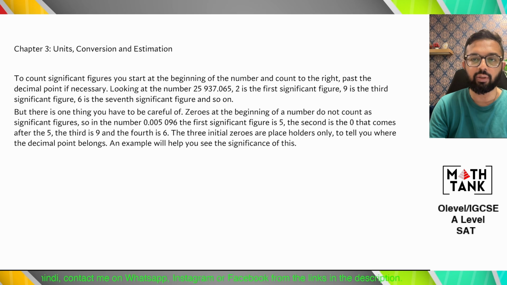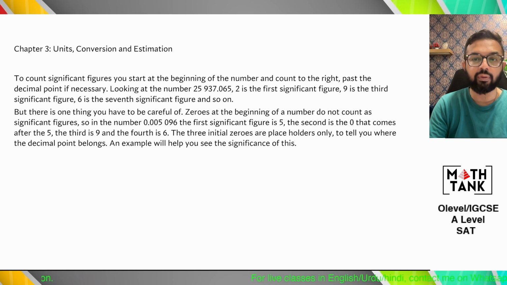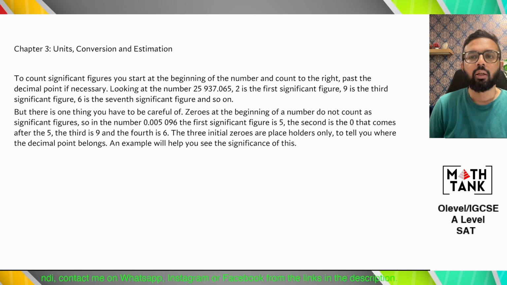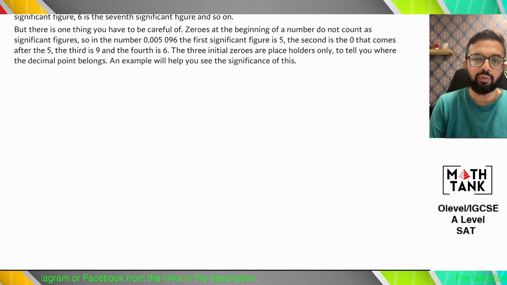Zeros at the beginning of a number do not count as significant figures. So in the number 0.005096, there are only 4 significant figures. The first significant figure is 5, the second is 0, that comes after the 5, the third is 9, the fourth is 6. Okay, the three initial zeros are placeholders only. You call them placeholders if you want to remember that. They tell you where the decimal point belongs. An example will help you see the significance of this.